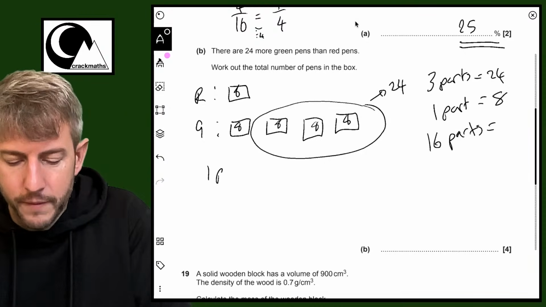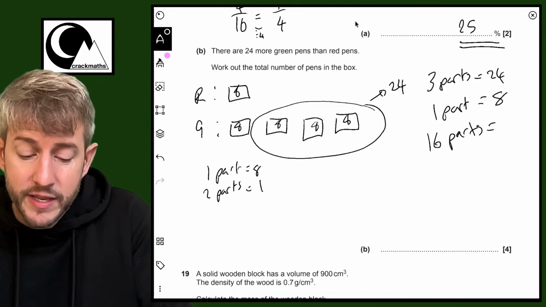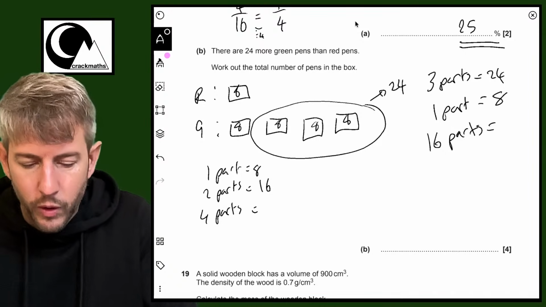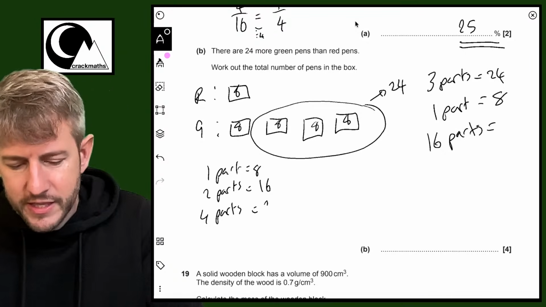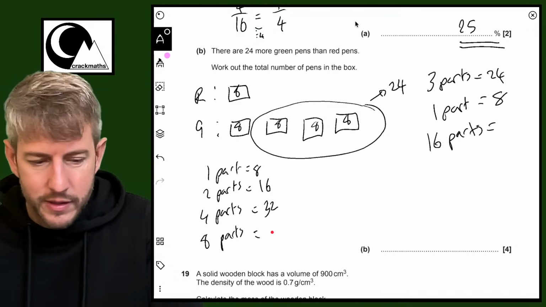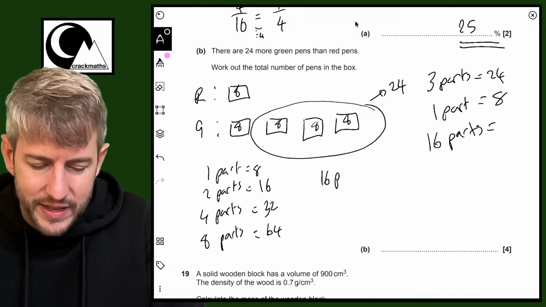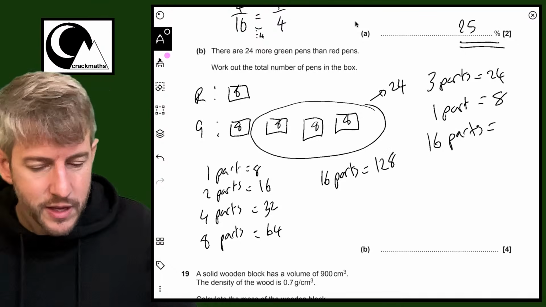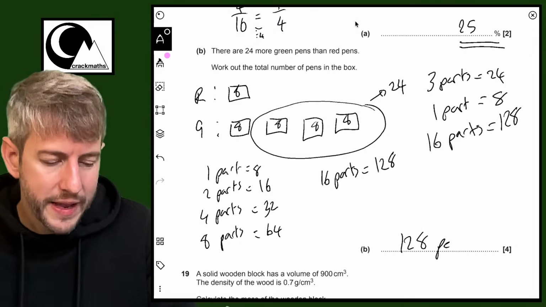So if one part equals 8, 2 parts will equal 16, and then 4 parts will equal 32. Yep, 32. And then 8 parts will equal 64. Then 16 parts will be that doubled again, 64 times 2, which is 128. So there will be 128 pens in the box.